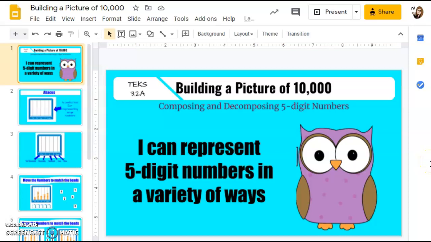Good morning, class. Today we will be composing and decomposing 5-digit numbers by building a picture of 10,000. So our goal for today says here, I can represent 5-digit numbers in a variety of ways.